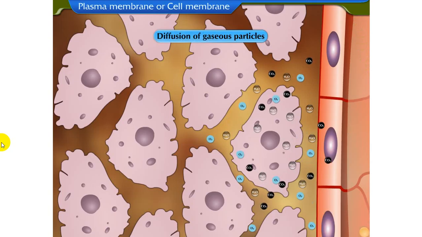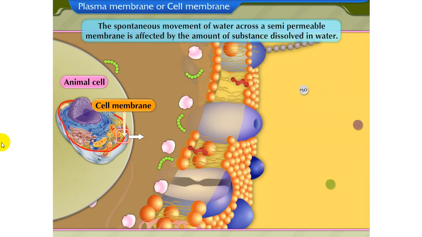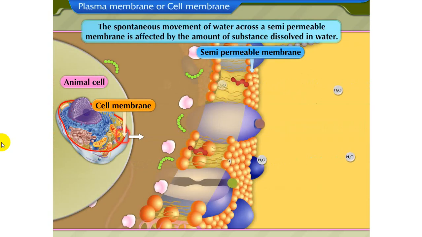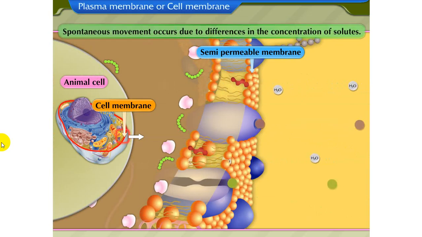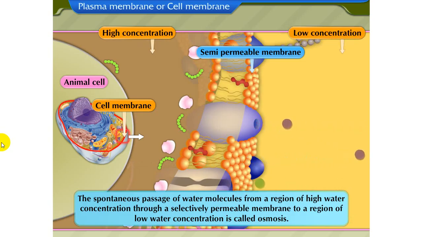As there is continuous diffusion of gaseous particles in and out of the cell, water too enters and leaves the cell through the process of osmosis. The spontaneous movement of water across a semi-permeable membrane is affected by the amount of substance dissolved in water. It occurs due to differences in the concentration of the solutes on either side. The spontaneous passage of water molecules from a region of high water concentration through a selectively permeable membrane to a region of low water concentration is called osmosis.